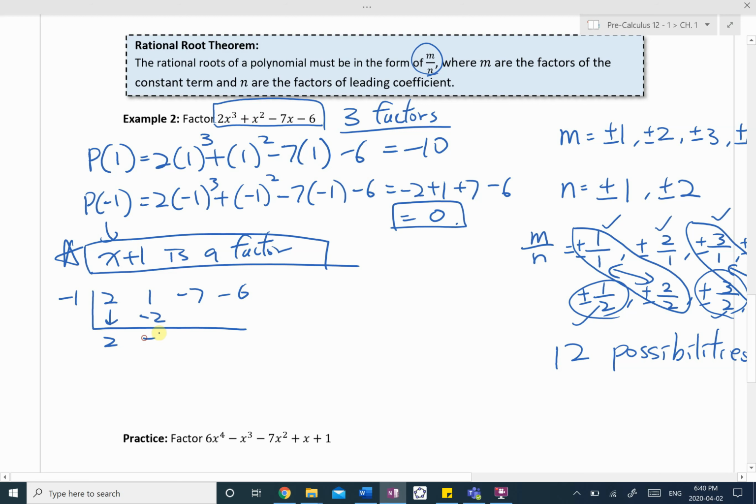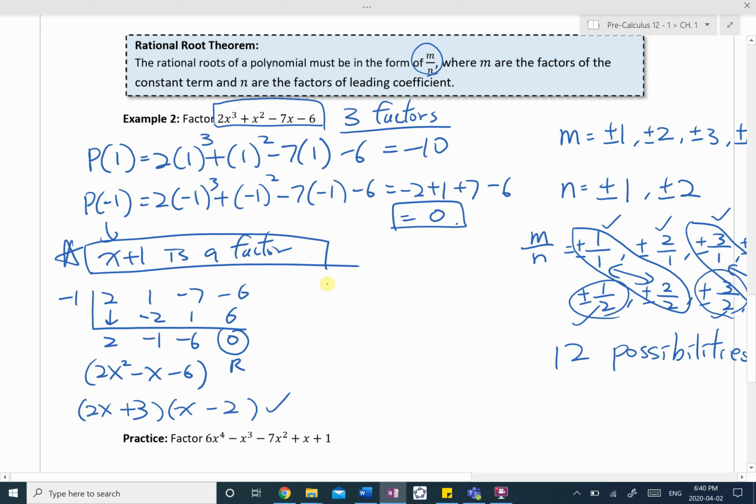You multiply and you add them together, multiply and add them, multiply and add them. You can see the remainder is 0 as we expected, and this will give us 2x squared minus x minus 6. So then again, this is a quadratic, so we can factor this, no problem. It's probably going to be 2x and x here. We need to add to -1, so it has to be -2 and plus 3. 3 times -2 is also -6. So this is correct.